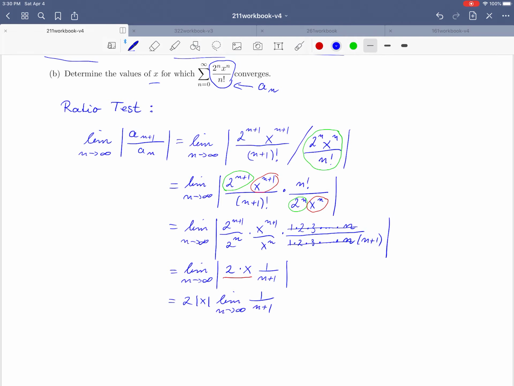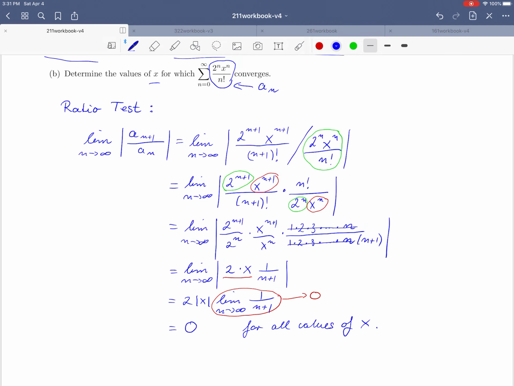And so now we can let n go to infinity, and that goes to 0. So this limit right here goes to 0, and it takes the 2 absolute value of x with it, so the whole thing goes to 0. Now, this is happening no matter what x is. This is true for all values of x.